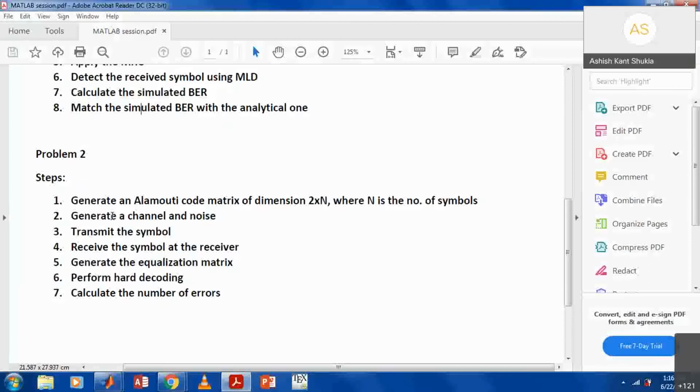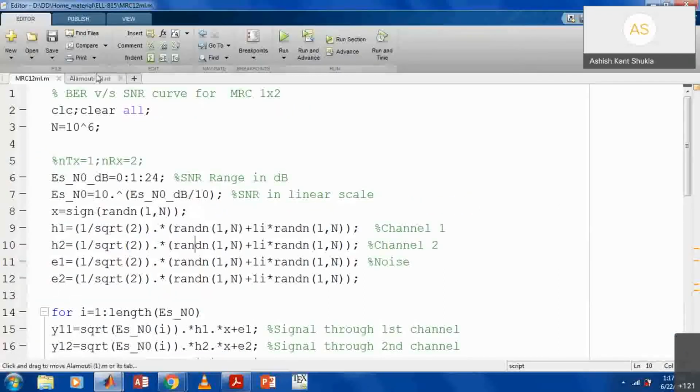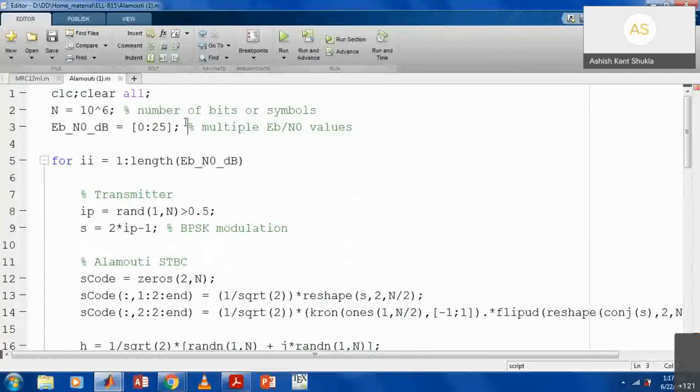and then we will generate a channel and noise just like the previous cases, and then we will transmit the overall symbol with LMOT code to the receiver. Here one extra task is that we will generate an equalization matrix for the overall system, and then we will perform the hard decoding, and with the help of that we will find out the error in the system. So let's go to the code.